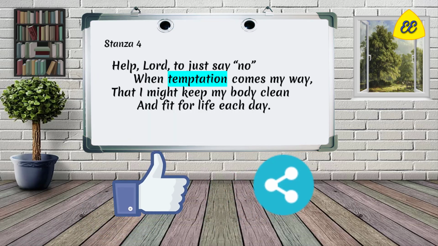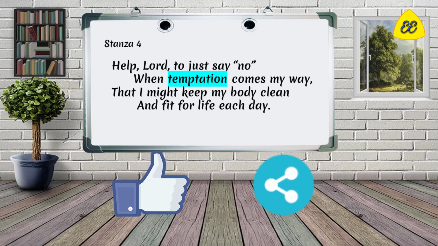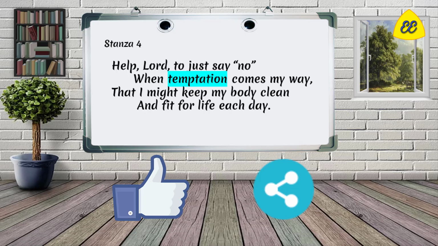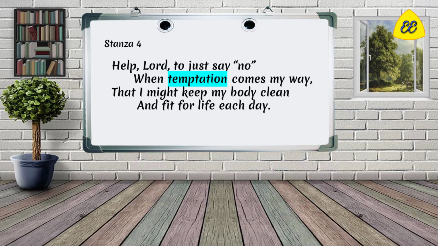Fourth stanza. Help me, Lord, to just say no when temptation comes my way, that I might keep my body clean and fit for life each day. The first line of this stanza is the second example of apostrophe in this poem. The teenager wants help from God.